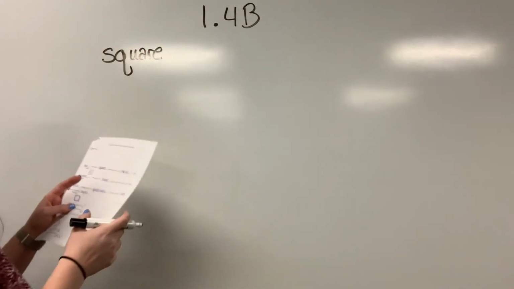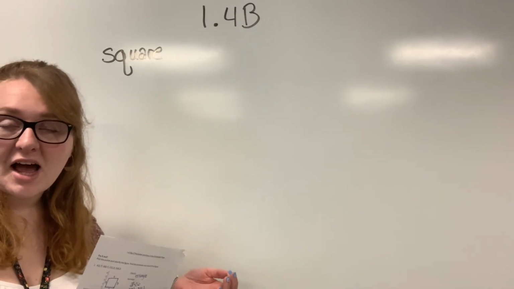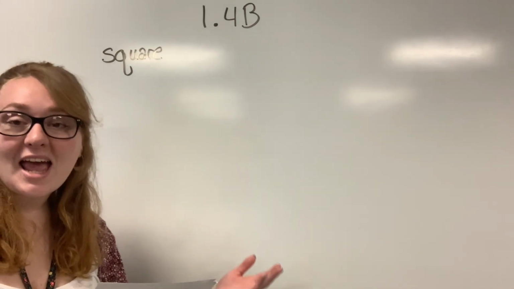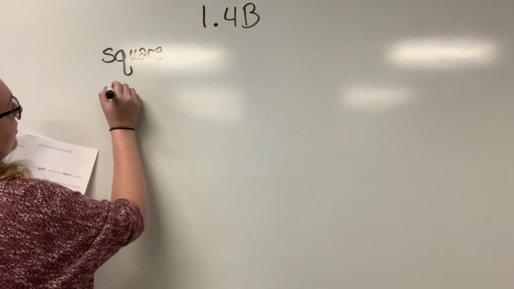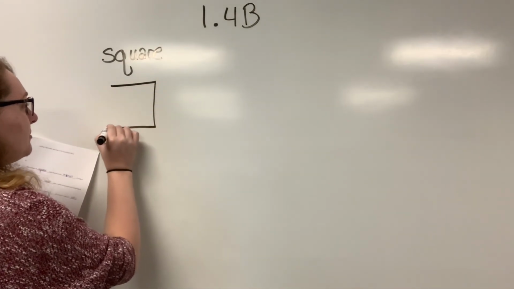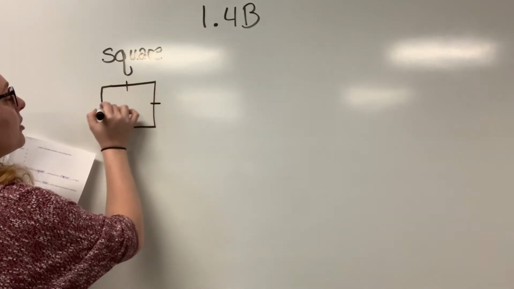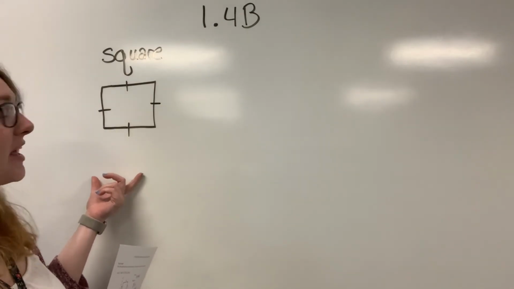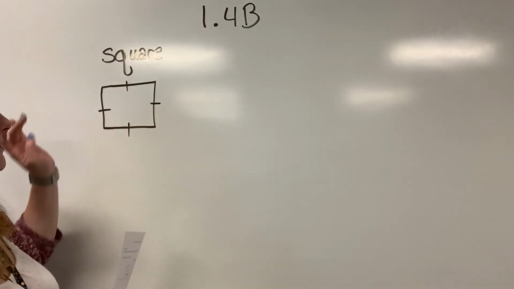So a square is a very special quadrilateral that has 4 congruent sides. Remember, congruent means the same length, and 4 congruent angles, okay? We're gonna talk a lot about angles later. So I'm gonna draw a square, and I'm gonna add some tick marks. Remember that the tick marks mean that these sides are congruent, that they have the same length. And so squares have 4 congruent sides, okay?